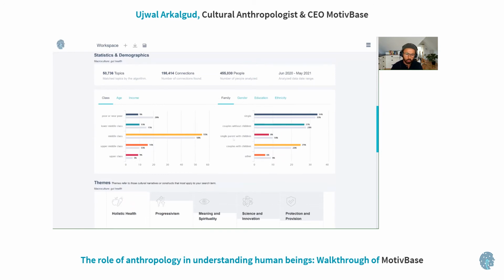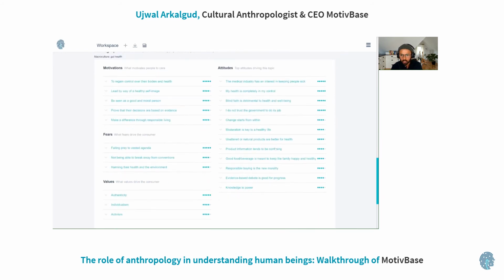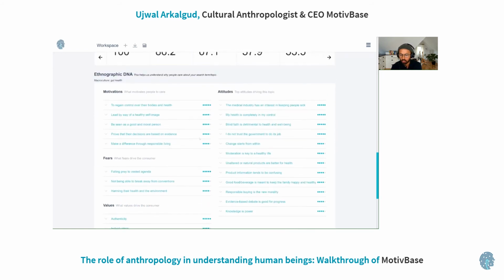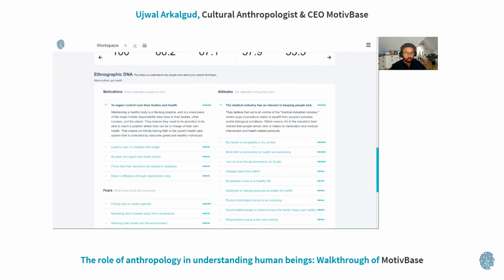The technology does so much more, measures instant sociodemographics. This is all US data, by the way, that I'm demoing here. We do work globally, but instantly will tell us class, age, income, gender, ethnicity, education, so on and so forth. And then, I'm giving you a super quick overview here, but it will give us the ethnographic DNA. So this is the AI anthropologist decoding the contextual data model of meaning.